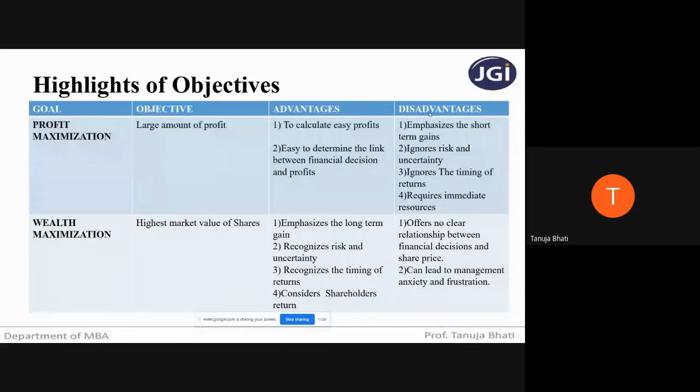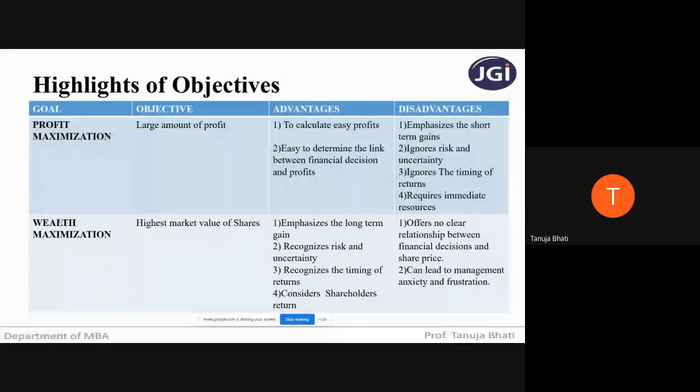Next, let us see what are the disadvantages of profit maximization. Like we have already seen earlier, it emphasizes short-term gains. The term profit is very vague, it ignores risk and uncertainty, ignores the time pattern of returns, and requires immediate resources. Now, let us see what are the advantages of wealth maximization.